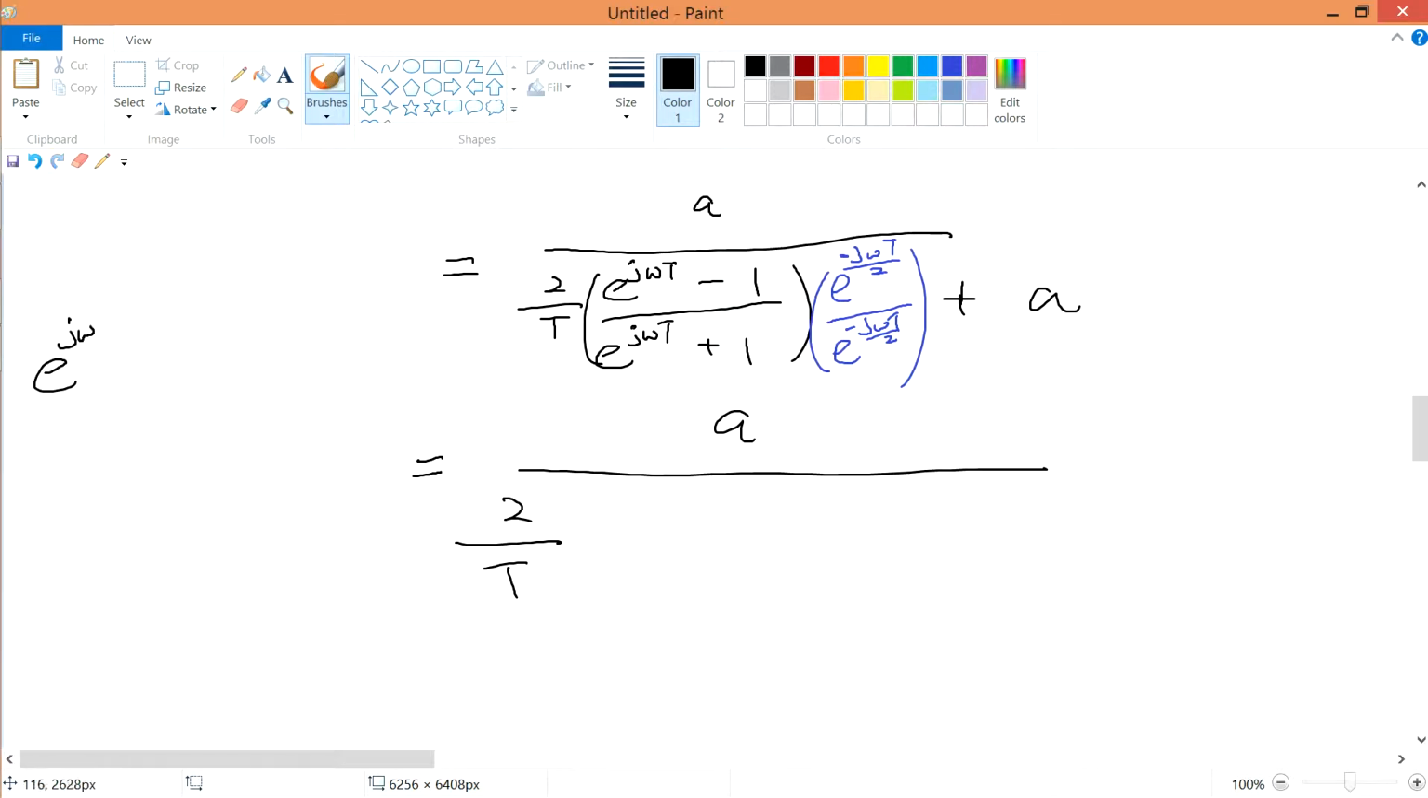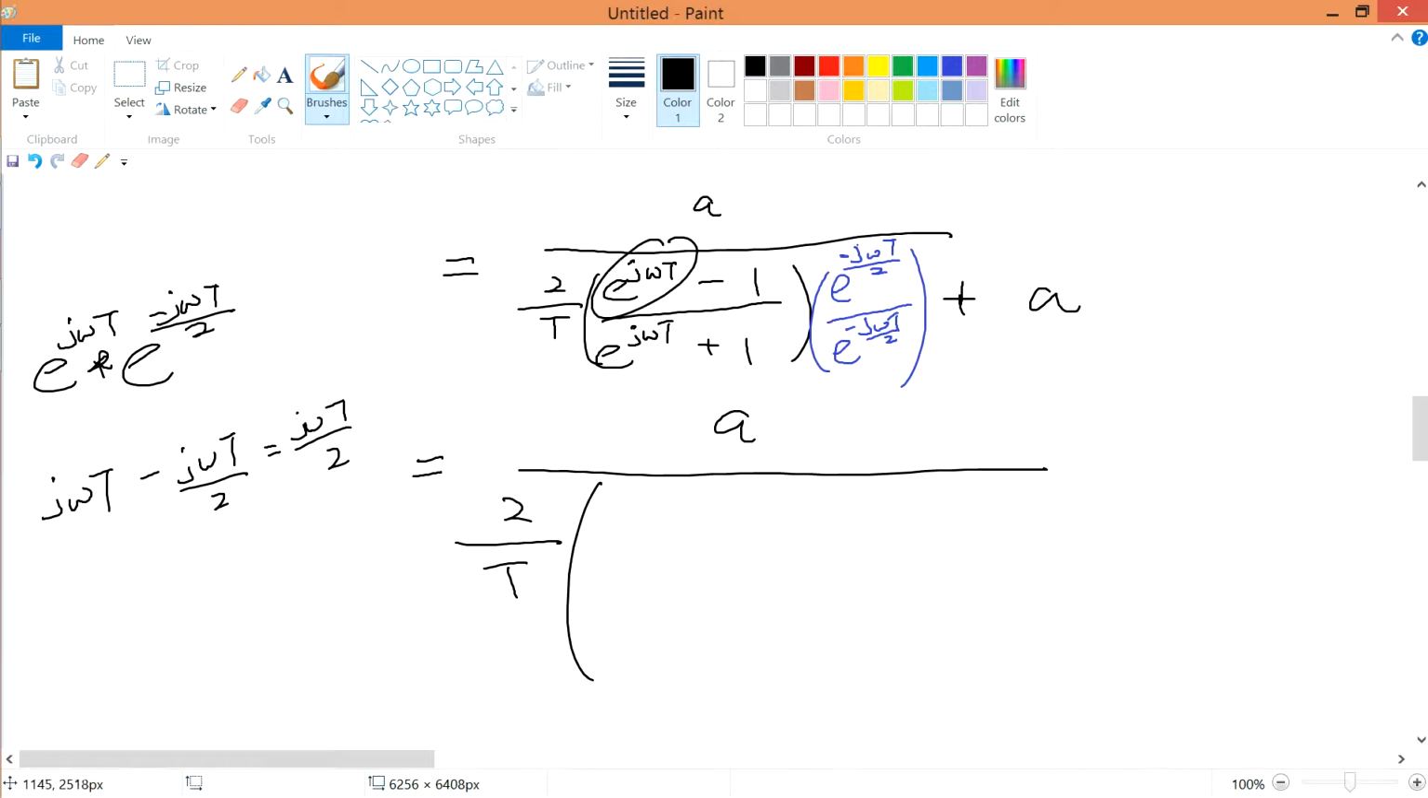You have e^(j omega t) multiplied by e^(-j omega t over 2). When you multiply, the exponents add up. So it's like j omega t minus j omega t over 2, so what you have is j omega t over 2. And therefore for this thing multiplied with this thing, I'll have e^(j omega t over 2). I'll just simply multiply, because of the exponential, they add up together. I'll have this form over here, and then minus 1 times this thing equals this thing. It's just minus e^(j omega t over 2).